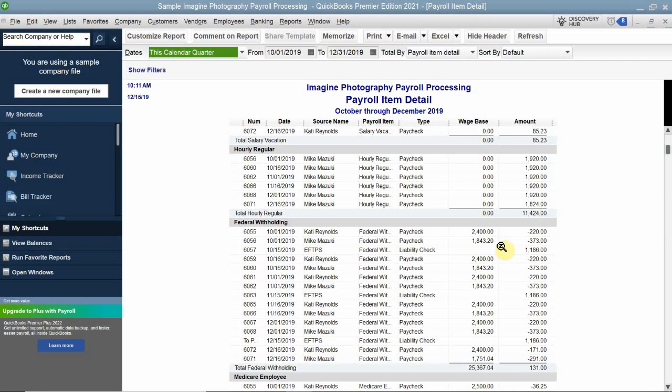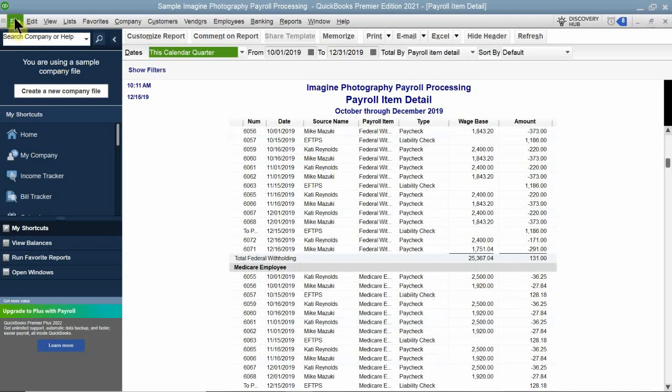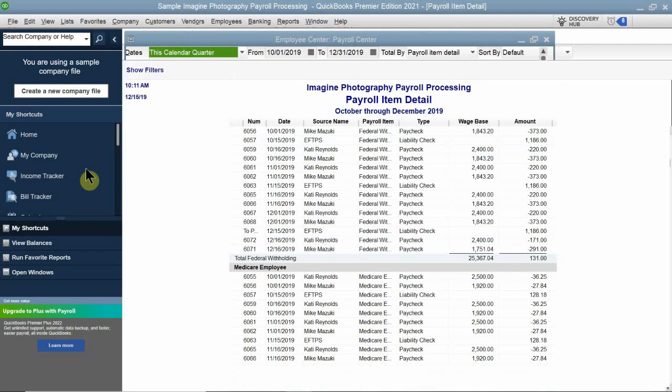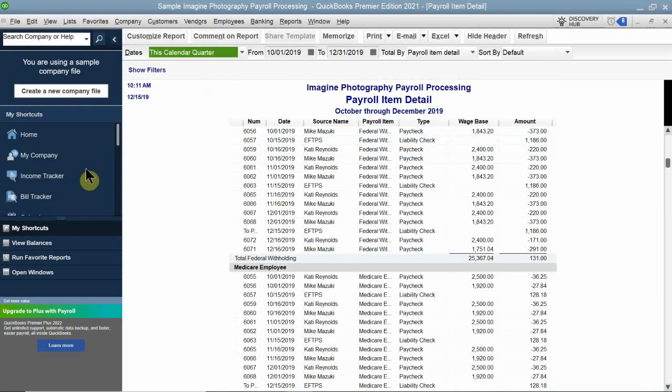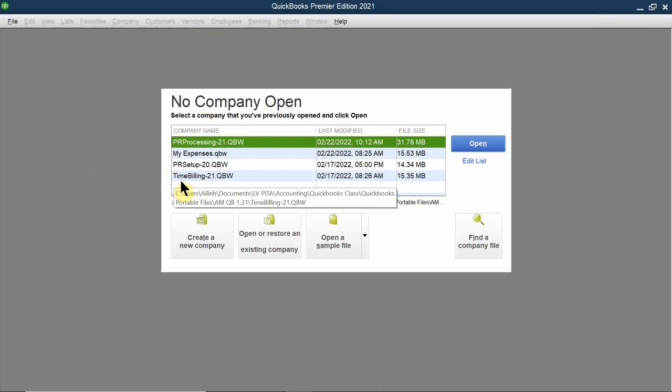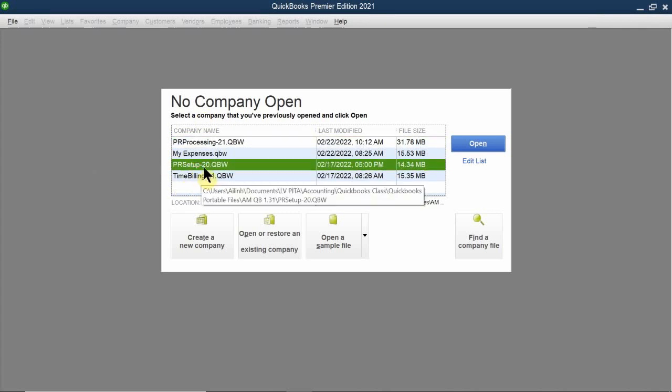Okay. Now, last thing I'm going to do here is I'm going to show you the difference between using a payroll service versus actually calculating manual payroll. So what I'm going to do here is I'm going to close this company file because this is a sample file of the payroll services. I can't use that in order to do the manual payroll, so I have to use the previous one that we just did, so payroll setup 21. Okay.